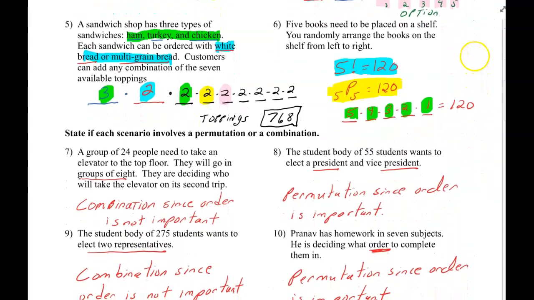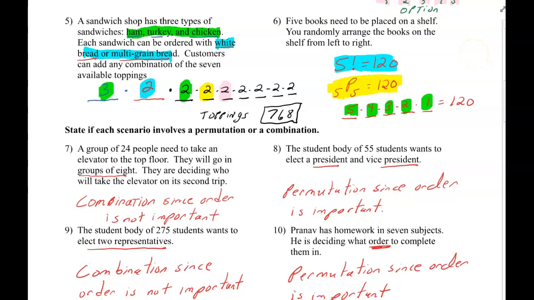The next couple problems talk about identifying whether it is a combination or a permutation. So if you look at the answers in number 7, you have 8 different people that are getting on the elevator. It doesn't really matter what order they are in, so number 7 is a combination.